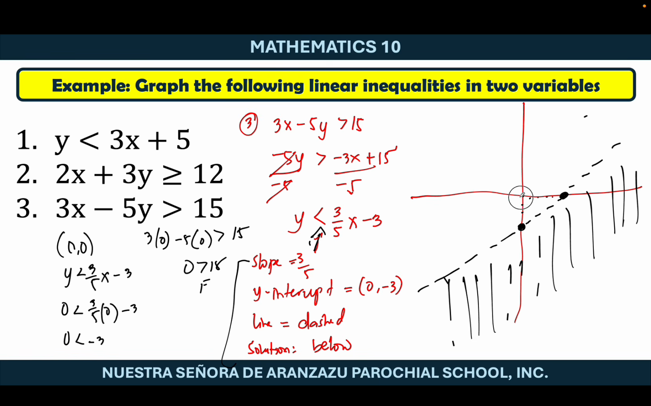Now, si 0, 0, nasa labas siya, outside the solution region. So, dapat magpa-false to. Okay? Tama naman siya. Ganon din dito. Kahit ito yung gamitin nyo or this one, nag-false siya. So, it satisfies our graph for this given inequality. Yung number 3. Okay? So, sana malinaw yun.